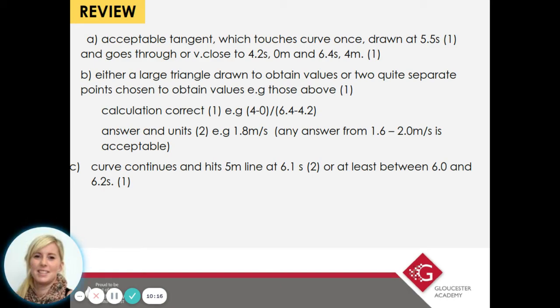So roughly what you're looking to do is your distance divided by your time. In the example, it says any number between 4 and 0 divided by any number between 6.4 and 4.2. So if, for example, you've got 2 divided by 5, technically that is within the range. It's about your numbers being within the range given. So have you got a number between 4 and 0? I'm looking at the line when I'm talking to you. Calculation correct, e.g. 4 to 0 divided by 6.4 to 4.2. So that's the line I'm on.